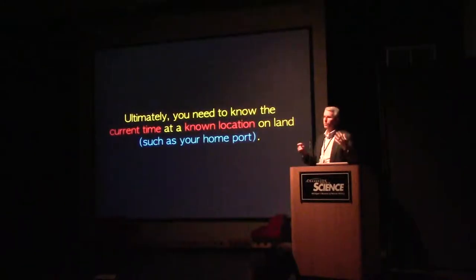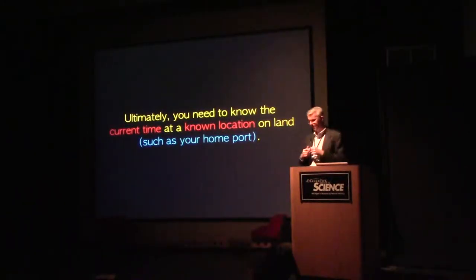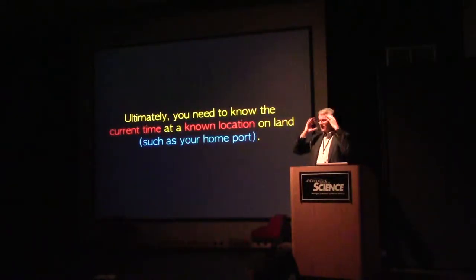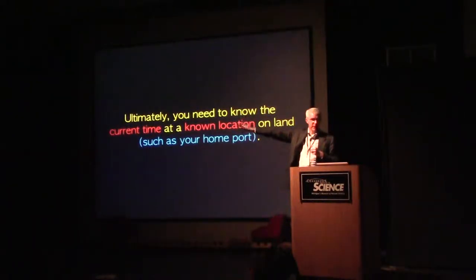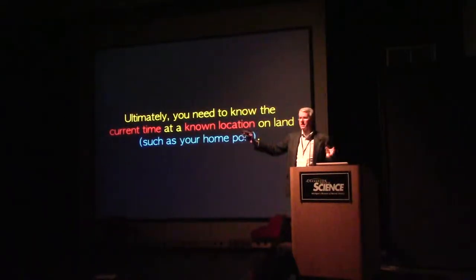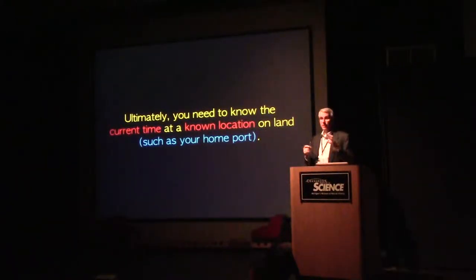So people came up with kooky ideas. One of them was sympathy powder and dogs, and they would torture a dog on land in the home port, and then somehow psychically the other dog that was psychically linked to the first dog on the ship at sea would yelp at the same time, and you would know what time it was. I'm not making this up, this is in the book, right? Wow. So a lot of crackpots came up with strange ideas.